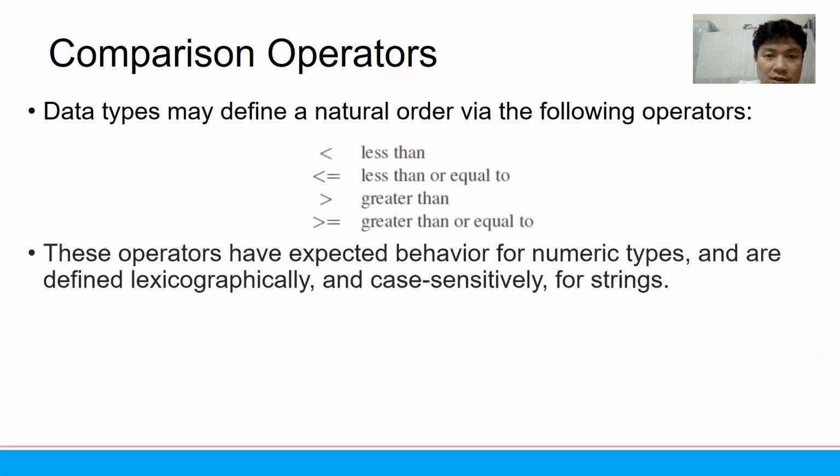For the comparison operators, you may know these: less than, less than or equal, greater than, and greater than or equal to. This is the natural order. These operators have expected behavior for numeric types and are defined lexicographically, case sensitive, for strings. I already showed you the examples. If it is a string, it is based on the ASCII number. If it is capital, it comes first, and if it is lowercase, it comes later. So the number of the small letter will be higher than the capital.